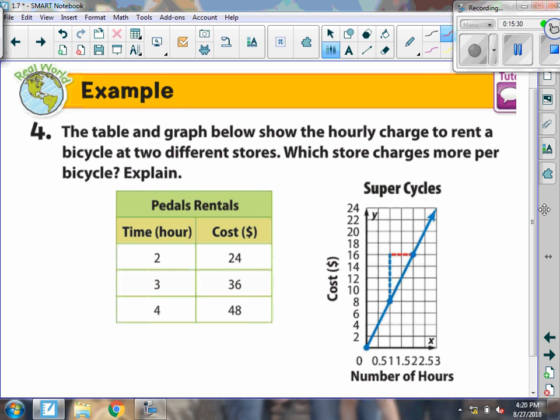Okay, here's our last example, so copy this down. The table and graph below show the hourly charge to rent a bicycle at 2 different stores. Which store charges more per bicycle? Explain. So we have Pedals Rentals and Super Cycles. So pause this and take a moment to write it down, please.